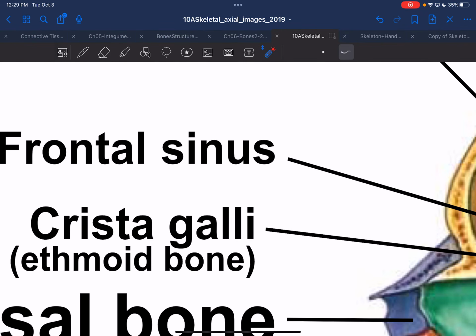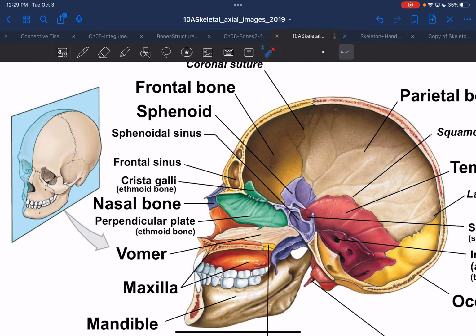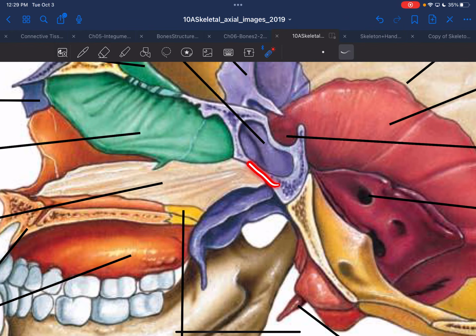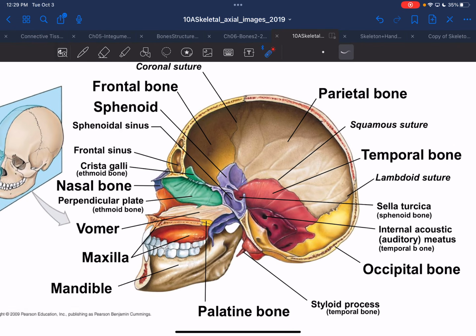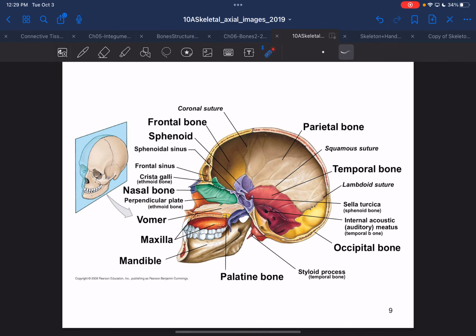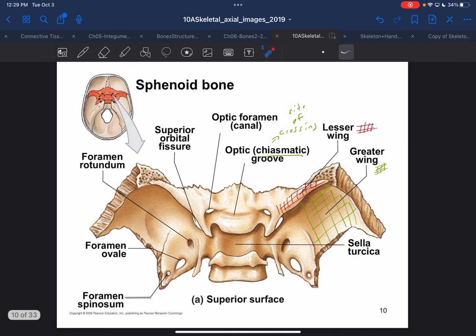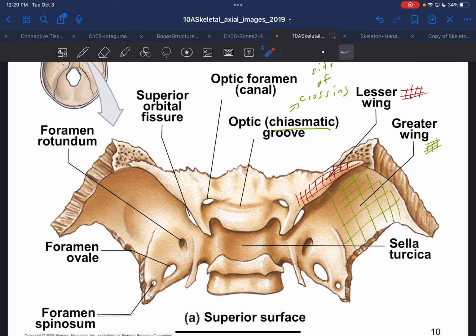Then you have your frontal sinus, which is going to be a pocket of space in the frontal bone. Frontal sinus, sphenoidal sinus, and then you have one more called the ethmoidal sinus, which I'm not seeing on this page, so I don't think they ask it. I don't think that you have to worry about it, it looks like. All right, cool. You don't have to worry about it.